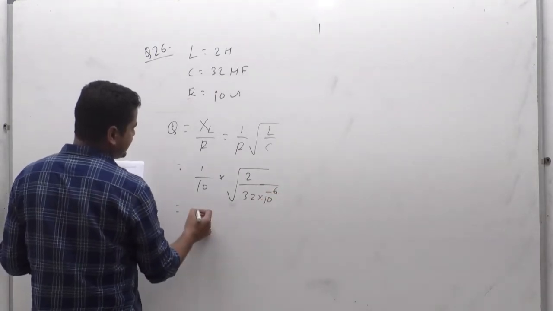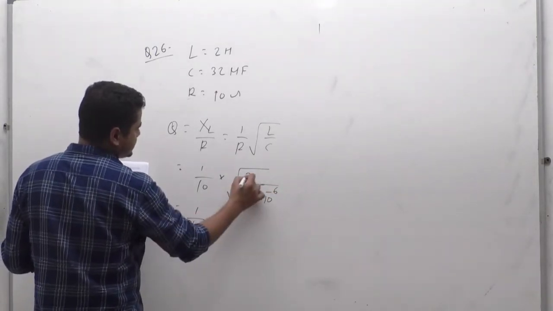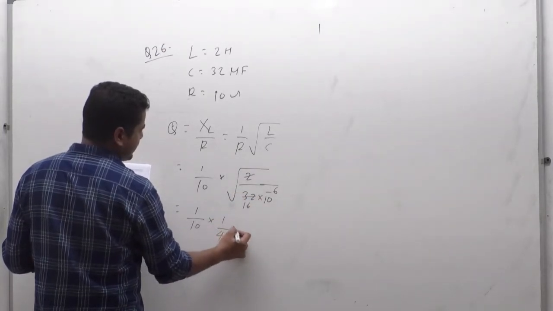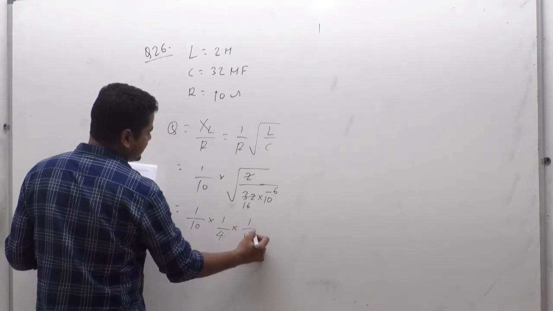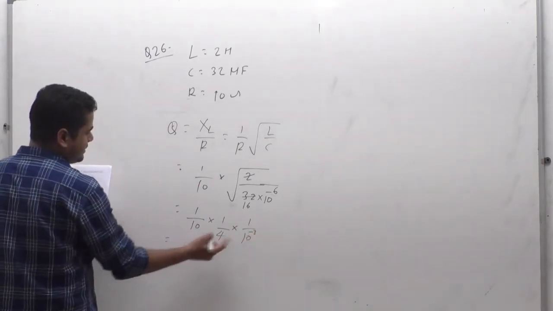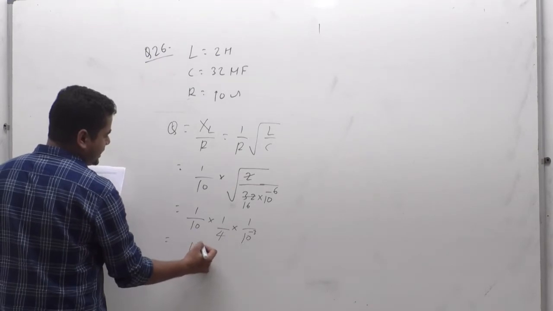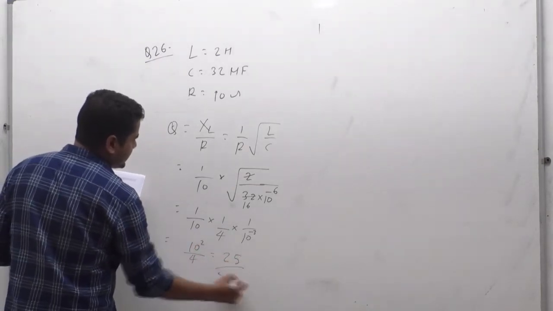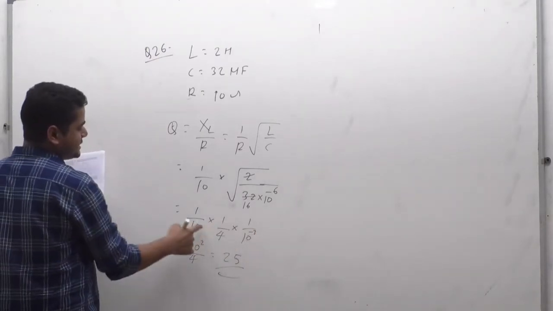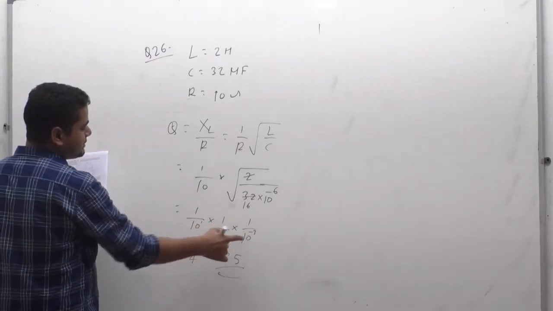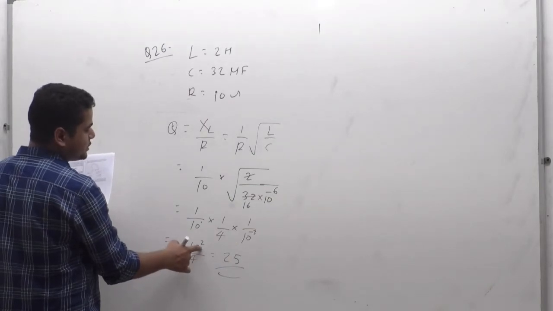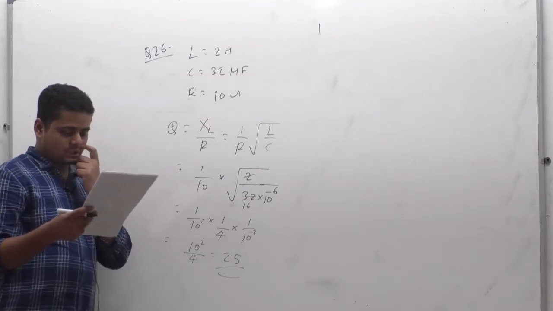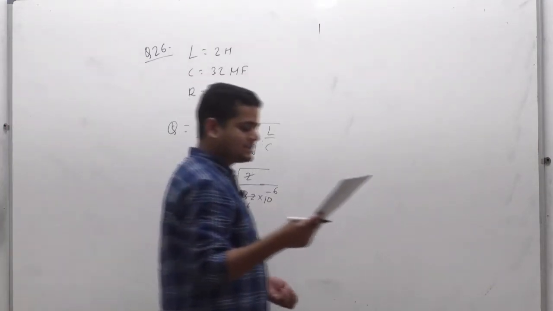So it will come out as 1 upon 10, this is 2, this is 32, so this will be 16, the square root gives 1 by 4, and 10 power minus 3 will come out. So this will be 10 power 2 upon 4, which is 100 by 4, that means 25, because this is 10 power minus 3 and this is 10 power 1, so combined it will give 10 power minus 2, which goes up as 10 power 2 upon 4, 100 by 4, which is 25. So that should be the answer. The correct option is A, because it is matching.